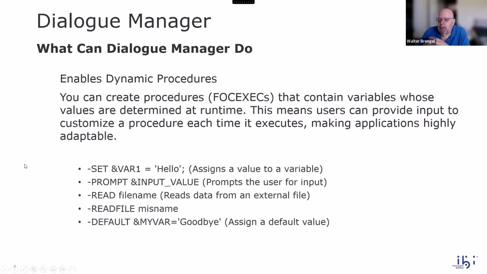So here's some examples. We're going to set a variable. This is showing how to get values into the variables. So you can do a -SET, a -PROMPT. You can do a -READ to get information from a file. And then there's -READFILE, which will get information from a file, and that's not a misnomer. Well, I guess technically it is a misnomer. And then we have default. So if I have a default value, I'll get prompted, but then you'll be able to change the value from the default value.